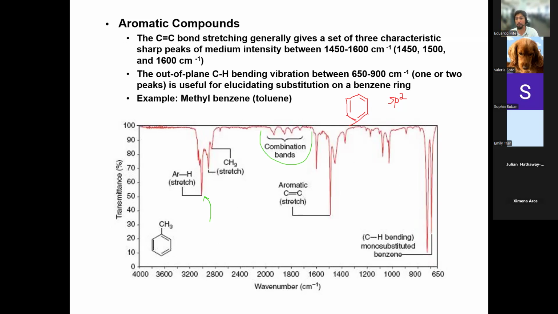Aromatic rings are very stable. They don't really want to move. They want to just stay as they are. So when they do vibrate, they don't vibrate very much. And that's why you see all of these peaks are much sharper. Overall, your spectra is going to look much sharper. And you're also going to see very characteristic stretches.